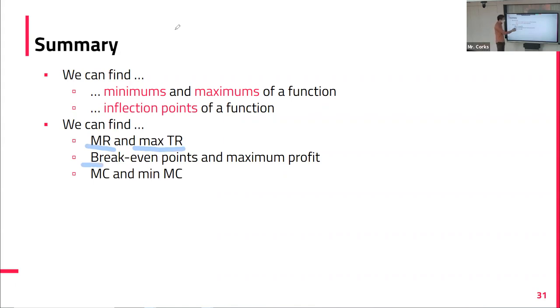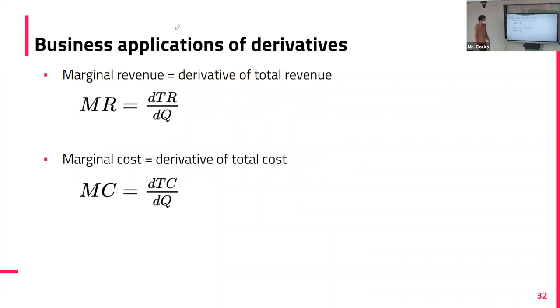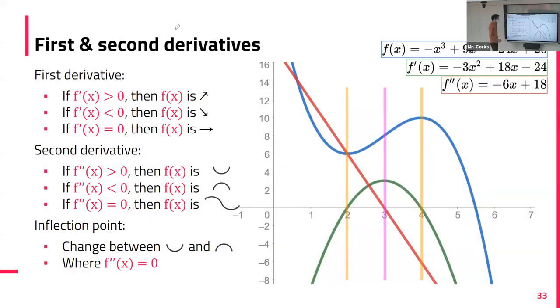We can find break-even points. If we have multiple break-even points for a function, we can find both of them and maximum profits. And we can also make equations for marginal cost and minimum marginal costs. And these two relationships, very important to remember and understand. Marginal revenue is just the derivative of total revenue. Marginal cost is the derivative of total cost. If the second derivative stuff is still confusing for you, again, stare at this thing until it makes sense.